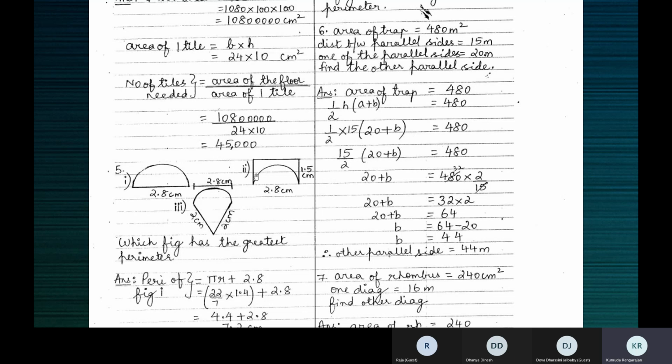How do you find the length of this arc, which is a semicircle? What's the formula? Pi r. Pi r. And what's the value of d? Answer my question correctly. What's the value of d?